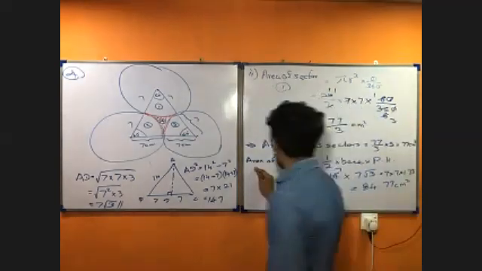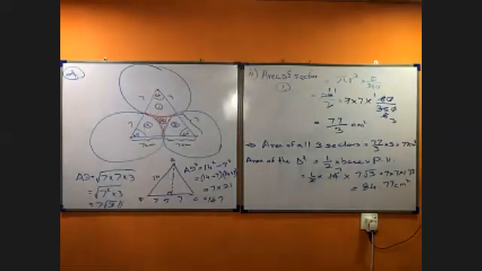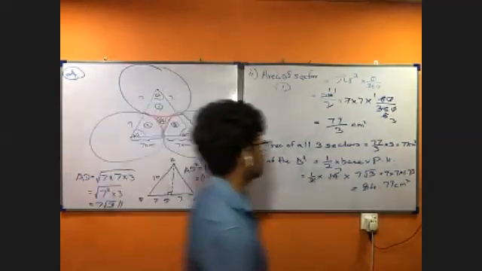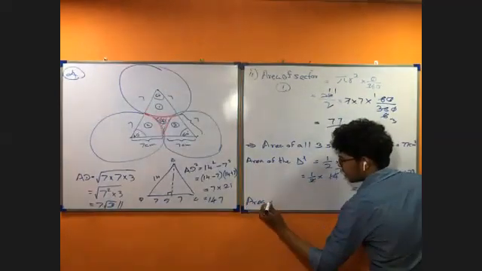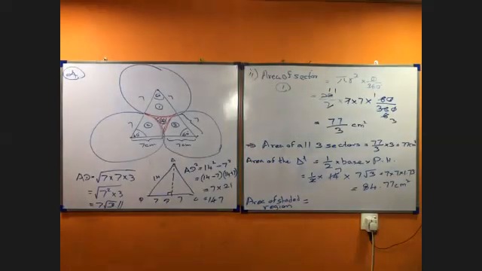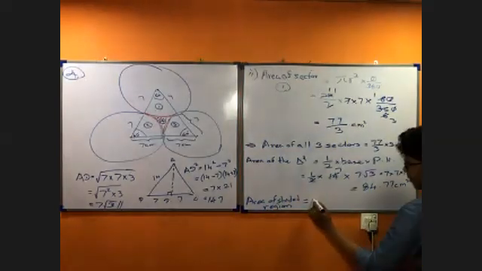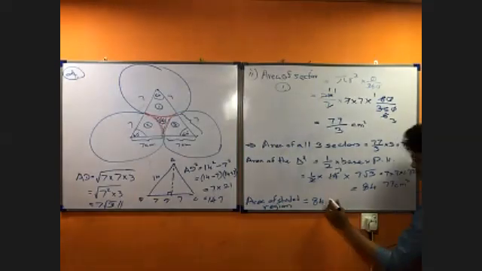Now, what did we find? Area of the triangle. The area of this big triangle we know, and the area of the 3 sectors we know. So now what we have to do? Subtraction. So now we can find the area of the shaded region, which is equal to what? The area of the triangle, 84.77.